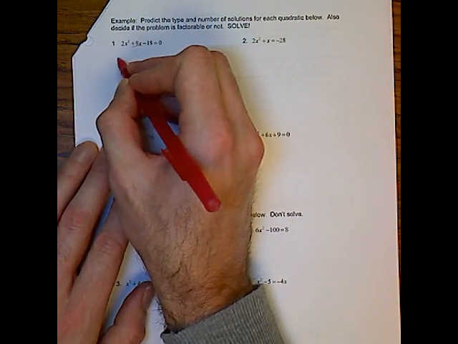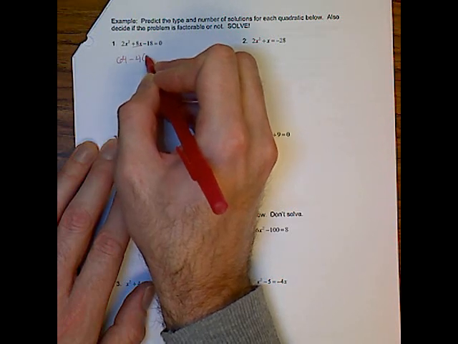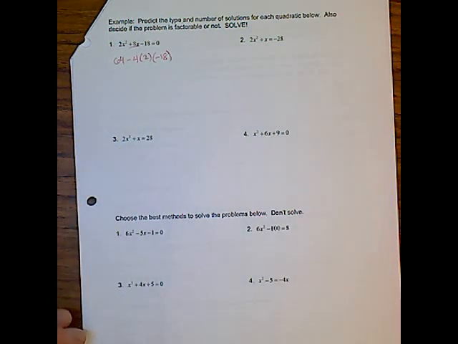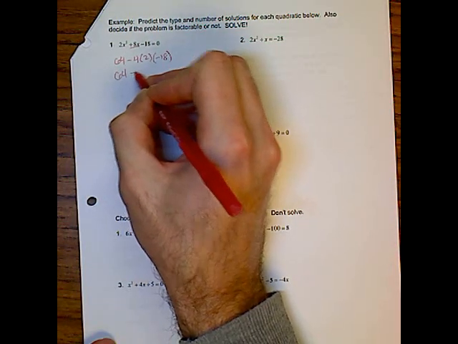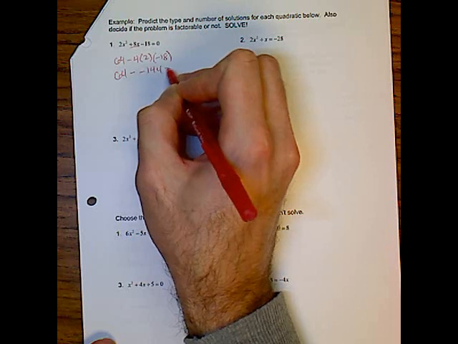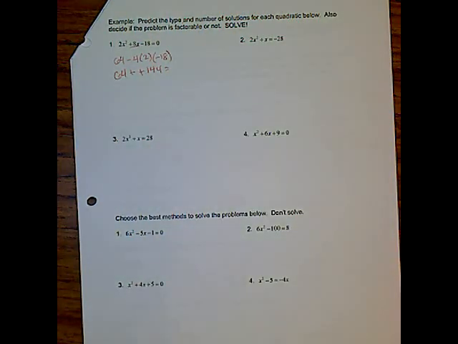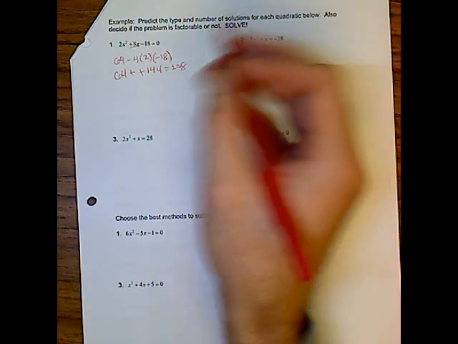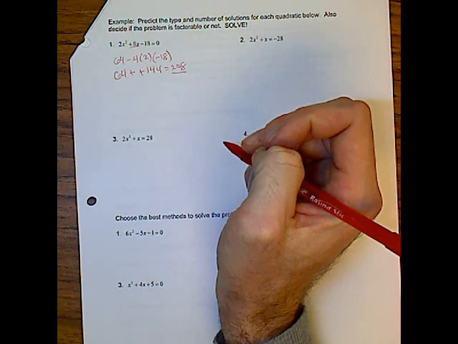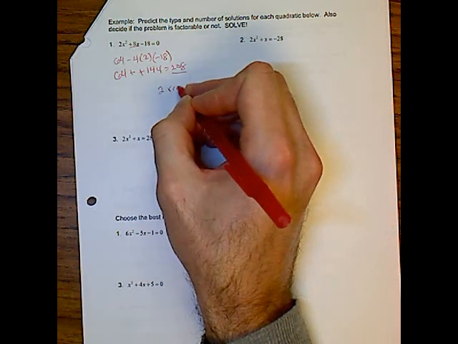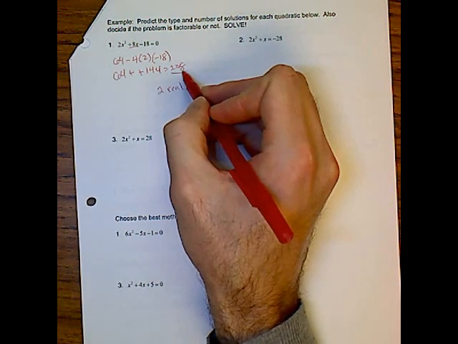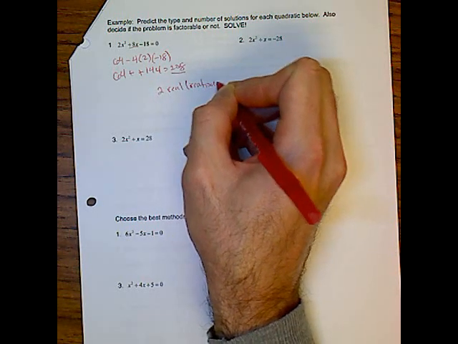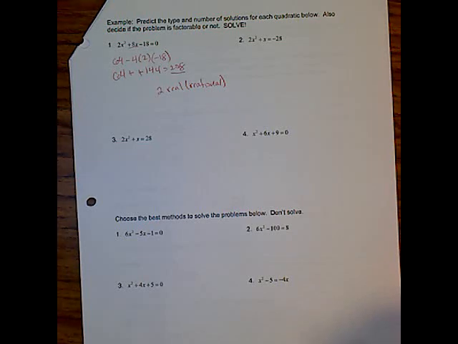So b squared, so it'd be 64 minus 4 times a times c. So it'd be 64 minus negative 144. So it'd be plus a positive, so 144 plus 64 is 208. So it's positive, meaning I'll have 2 real solutions. But since that's not a perfect square, they are going to be irrational. So irrational, which just means I'll have radicals left in my answer.